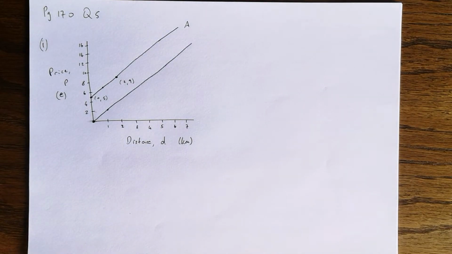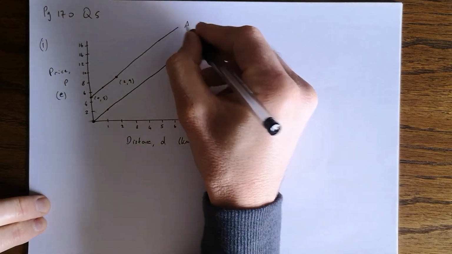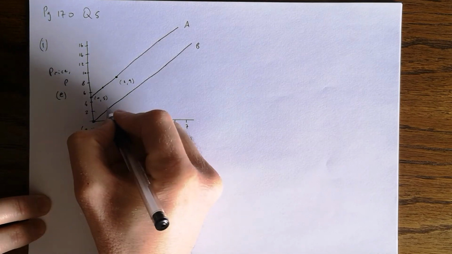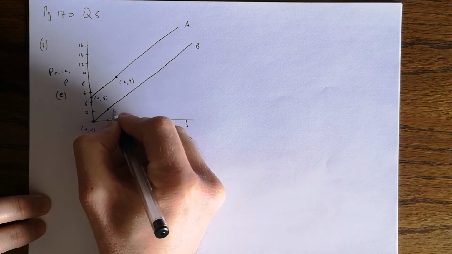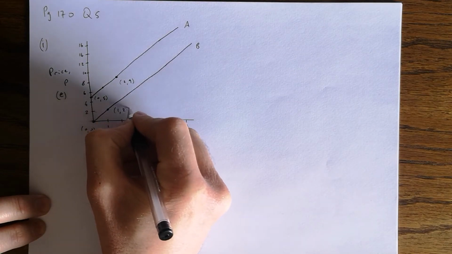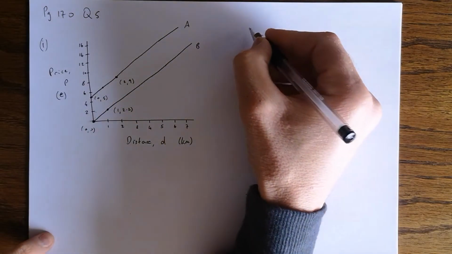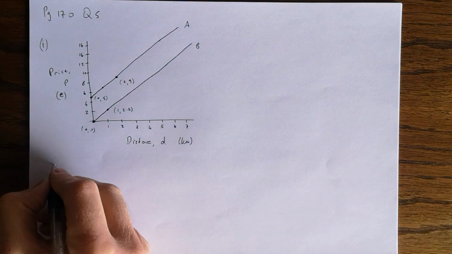So the second part says find the equation of each line. This is for B, this is for A. For B we have the point (0, 0) and the point (1, 2.20). So I need to find the equation of each line. Let's find the equation of A first of all, down here.